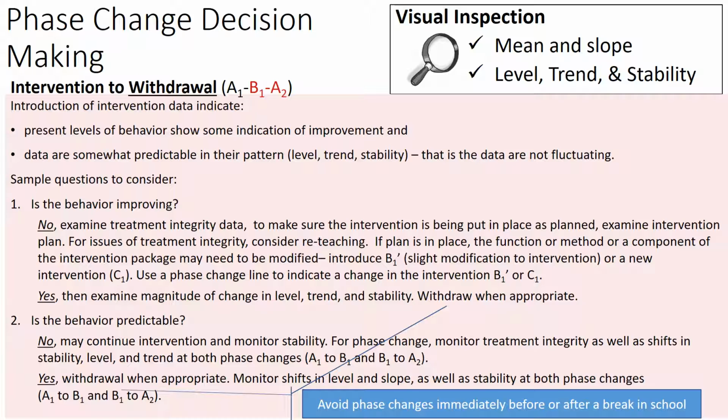Consider confirmed intervention tactics match the hypothesized function. Then decide if the intervention needs a slight revision. If so, introduce B1 prime, or perhaps a new intervention will need to be designed and put in place, C1. Draw a phase change line to indicate a change in the intervention, whether it's a B1 prime or C1. A gentle reminder to avoid phase changes immediately before and after a break in school.